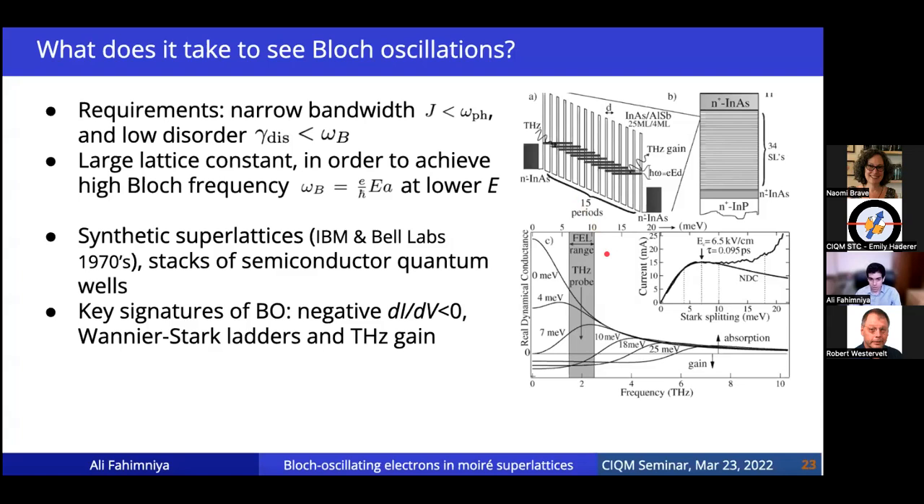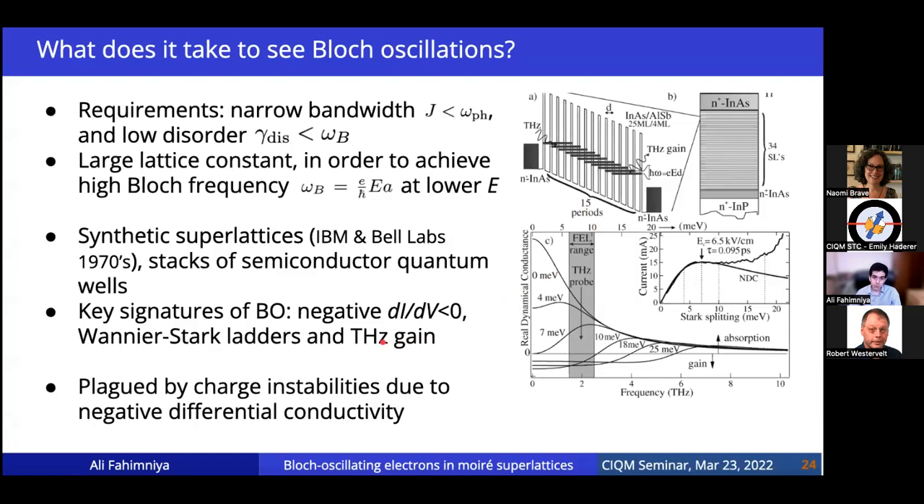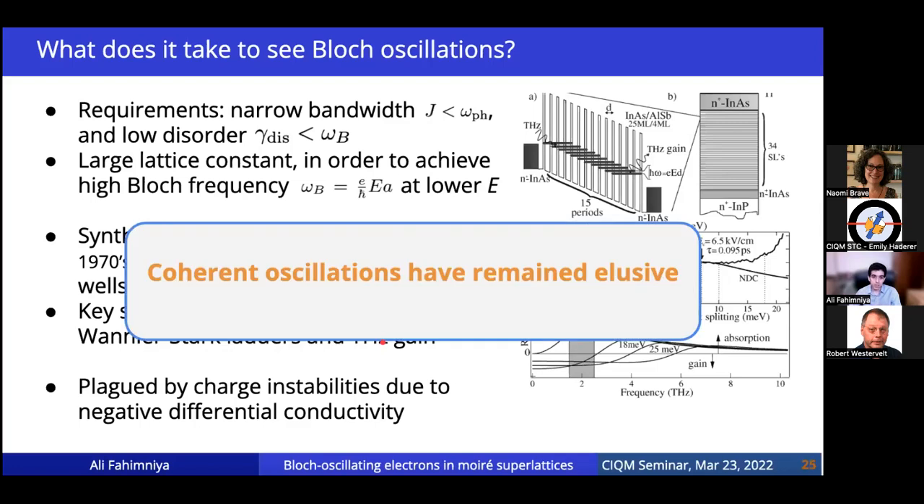How much did it work? It was actually a steady progress for years, and many signatures of the Bloch oscillations were found in these systems. But unfortunately, it wasn't the most successful. Even though they saw some of the signatures, the experiments encountered charge instabilities at these high electric fields due to special stacking geometry of these quantum wells. So no oscillations, but is there a hope?